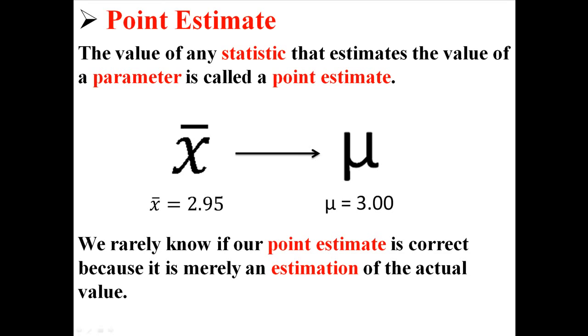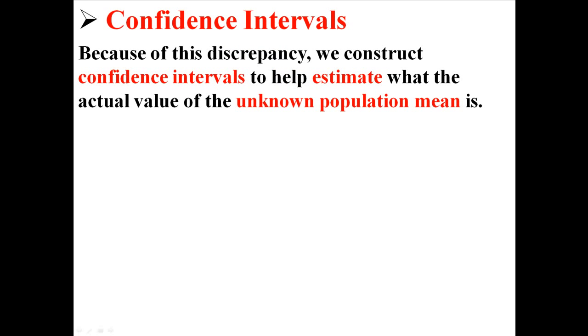We rarely know if our point estimate is correct because it's just an estimation of the actual value. Because of this discrepancy between what we estimate and the actual value, we construct confidence intervals to help estimate what the actual value of the unknown population mean is. And these confidence intervals are just the point estimate, which in this case would be the sample mean, plus or minus a certain margin of error, which is defined by 3 main factors.